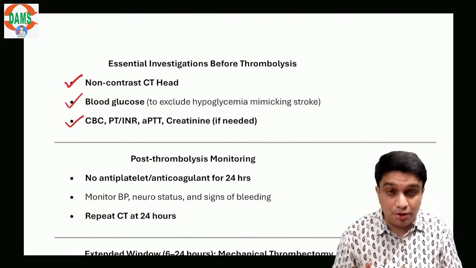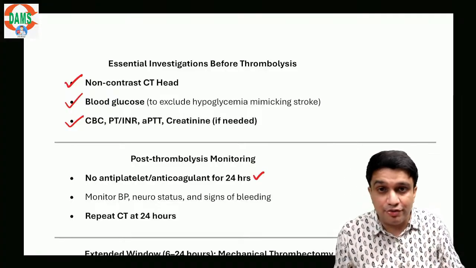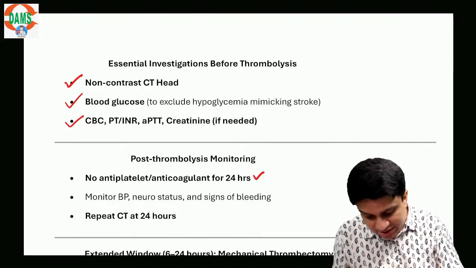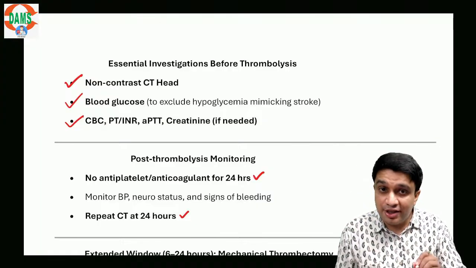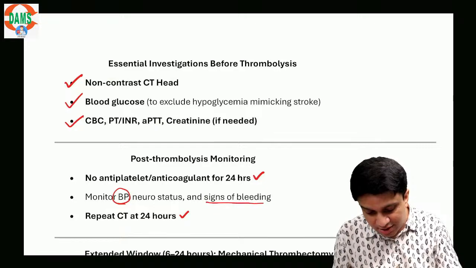What is post-thrombolytic management monitoring? No antiplatelet or anticoagulant for 24 hours. Repeat CT scan after 24 hours to look for any leak inside. Monitor BP, neurological status and signs of bleeding.